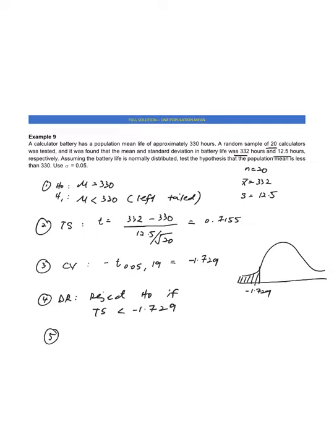Okay, so what is the conclusion? Look at our test statistic, which is equivalent to 0.7155, which does not fall in the rejection region. So we can say that since the test statistic is greater than negative 1.729, we fail to reject H naught. So when we fail to reject H naught, it means that the mean is equivalent to 330.